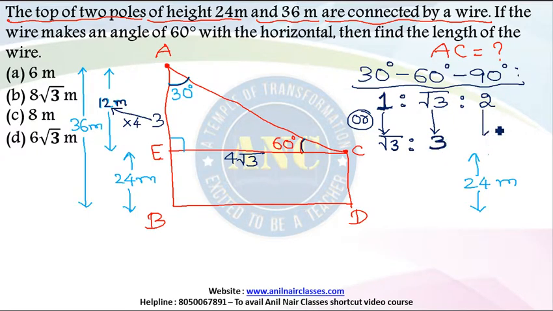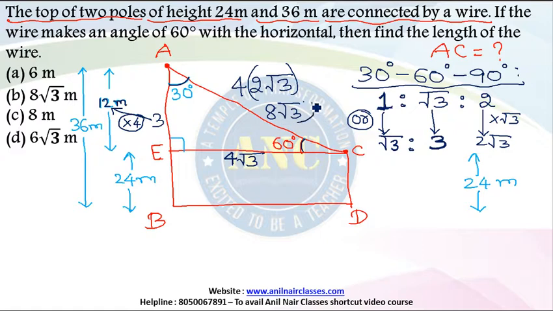So, opposite to 90 will become 2 into root 3, it is 2 root 3. 2 root 3 is the value of AC according to my assumption, but according to the question, this value is multiplied by 4. Here also it is multiplied by 4. This also should be multiplied by 4. Answer is 4 into 2 root 3. AC value is 8 root 3.